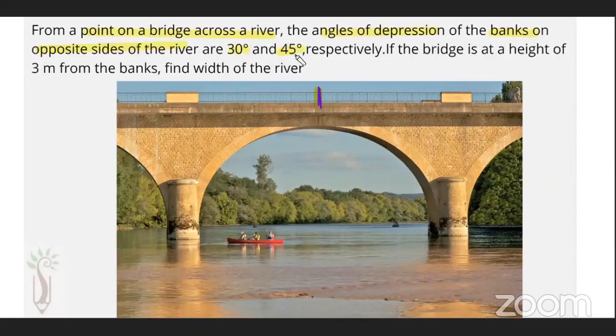Now, this 30° and 45° gives us a hint that the person is not standing exactly at the middle of the bridge. He's at one corner. That is why the angle of depression of one side of the bank is 30° and angle of depression of the other side is 45°. Okay. Before even you draw the angle of depression, what should I draw?